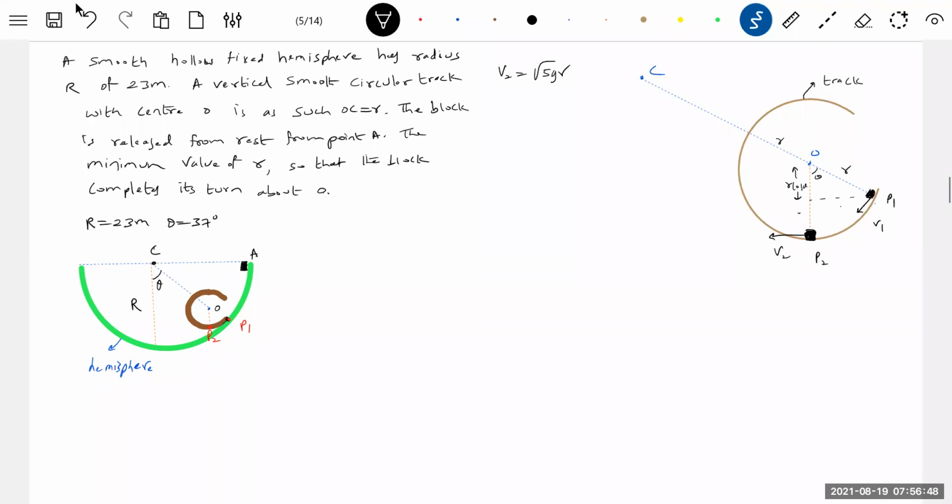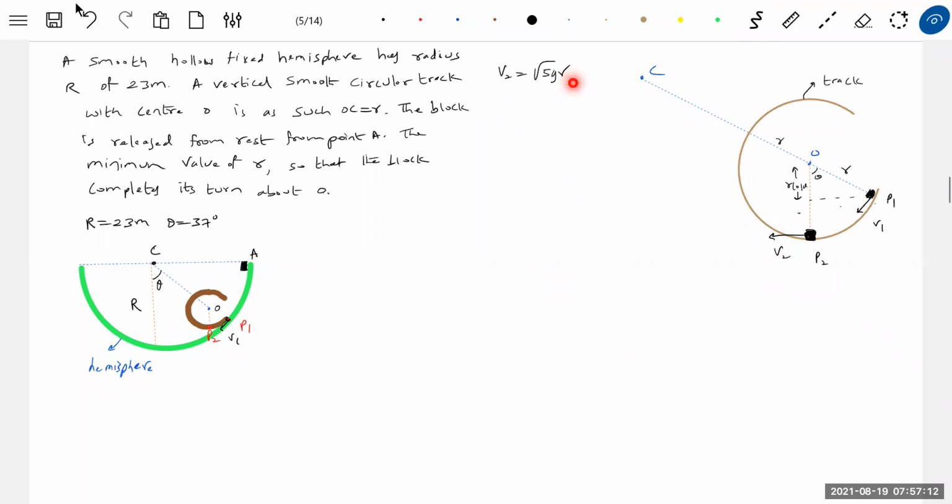Look at this diagram. So here it will have velocity v1. So the block will move from A to point P1. Do we know the radius r? Yes, we know radius r. So applying conservation of mechanical energy from point A to P1, then from P1 to P2, then we'll get the required answer. And at point P2, how much velocity should it have? Root 5 gr.